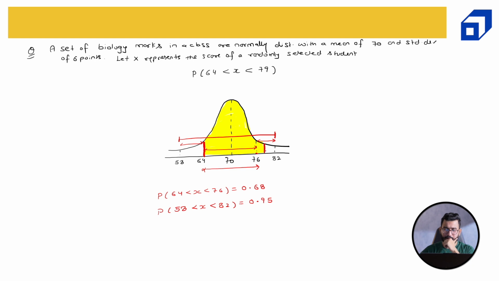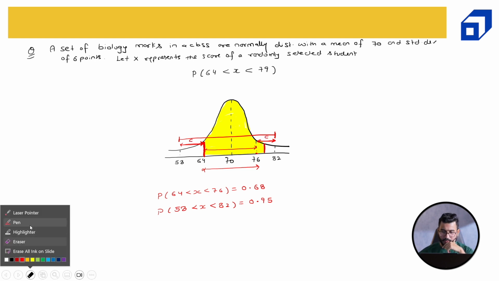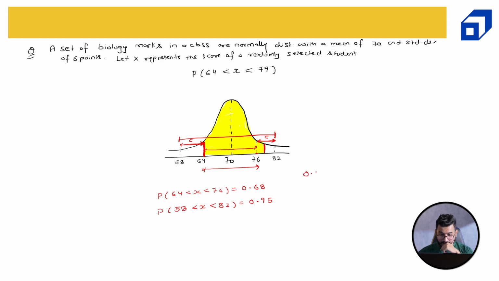I need the half of this portion, right? As we know that this part and this part are going to be exactly the same, right? So let's call this C, and let's call this C. Let's say 0.68 plus 2C is equal to 0.95. So 2C is equal to 0.95 minus 0.68. C is equal to 0.95 minus 0.68 divided by 2. This will give me C, this part, right? So let's calculate C. So this will be 0.135.